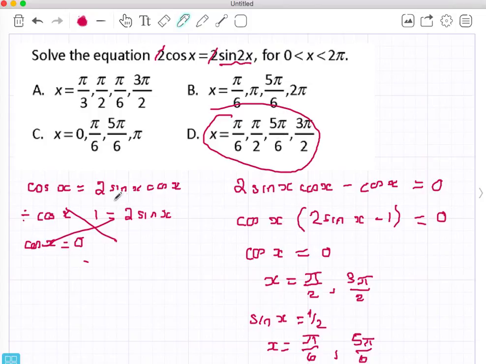So again, the big thing from there is do not divide by cosine x, but take cosine x from both sides.